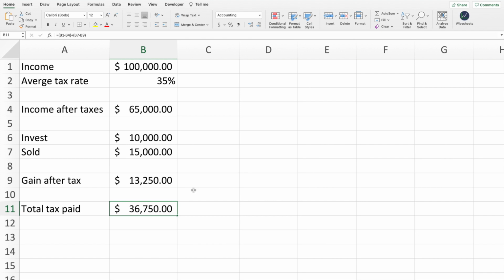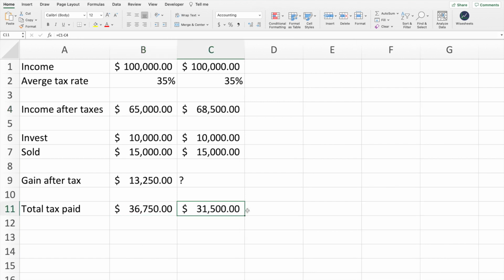And if you look at it, you paid quite a bit of tax. The reason why is because you had to pay taxes on your income and then you had to pay taxes on the gains that you've made on your investments. Now with a traditional 401k, you can see the numbers right here on the right. So you're still making the same income. We're gonna assume that the average tax rate is the same. The difference here is this.